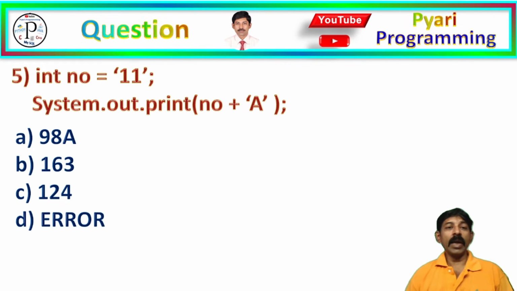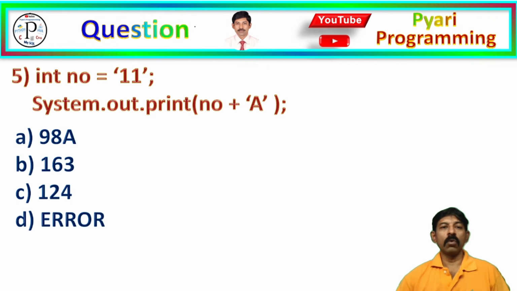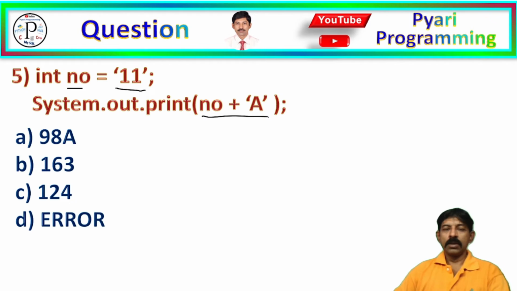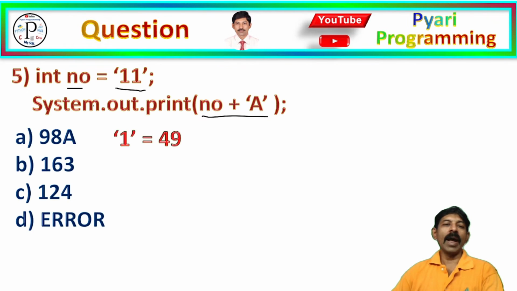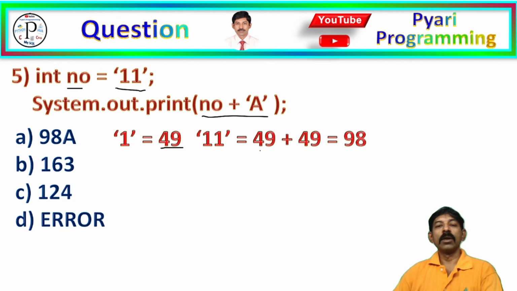It is saying that NO is equal to, within single quotes, we have given 11. That means a character is assigned to an integer. Now here it says NO plus A. So let's analyze it. Now suppose we are thinking that the ASCII value of 1 is your 49. Now what will be my 11? For the first one 49, for the second one 49. The sum of these two is your 98.